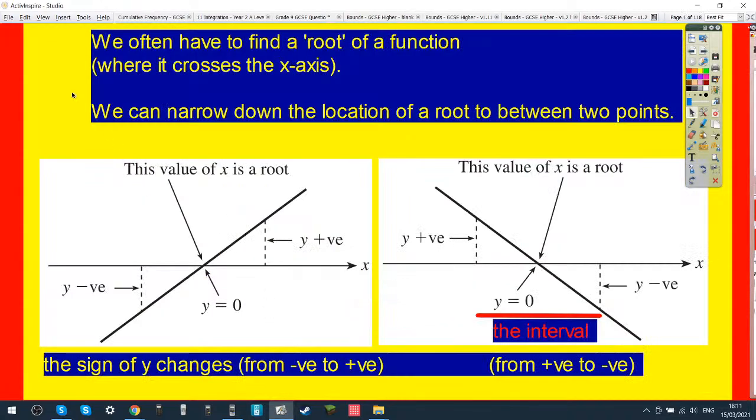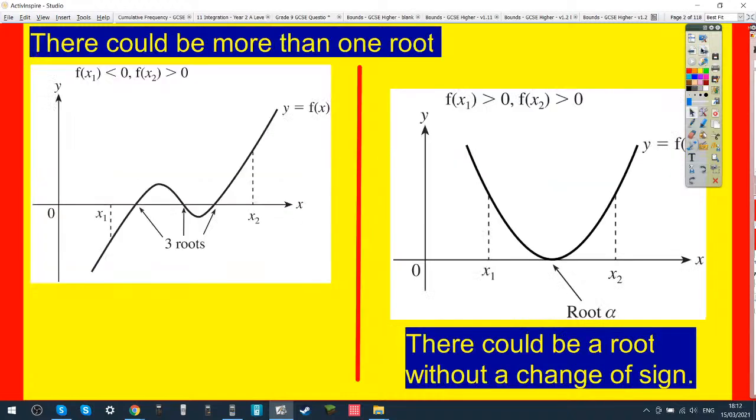Yeah, this is more like it. We often have to find the root of a function where it crosses the x-axis. We can narrow down the location of a root to between 2 points. So this value of x is a root, y is 0. Here y is negative, here y is positive. It can be negative to positive or positive to negative, and this is the interval in between them. So if the sign changes, that's when you get a root.